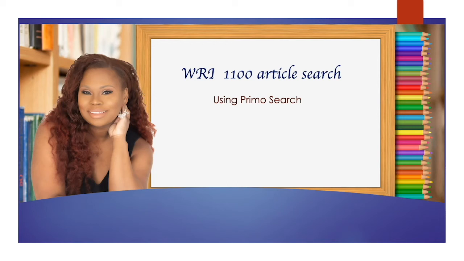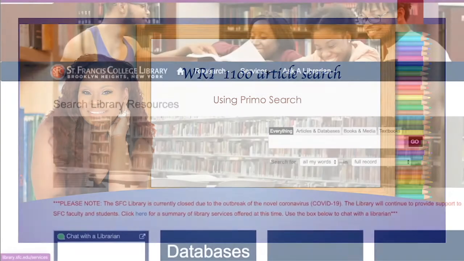Greetings. This is a tutorial to provide assistance in performing an article search using Primo Search and the library's databases. Primo Search is a one-stop feature that will search all the sources that are widely accessible in the library. Database Search will search specific databases that contain information that's relevant to the search that you are performing.